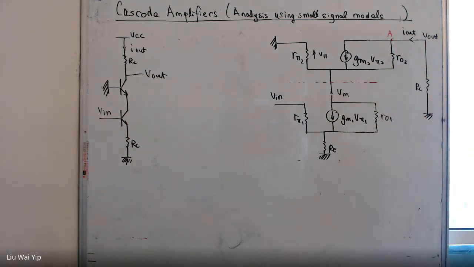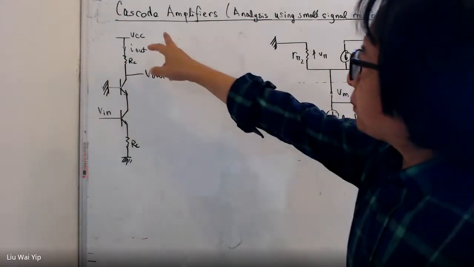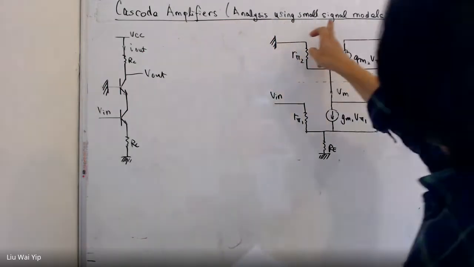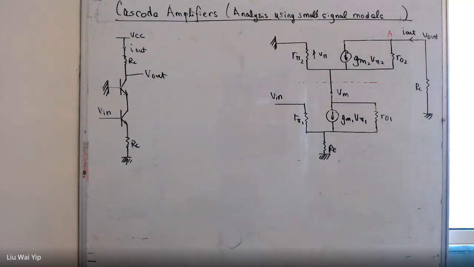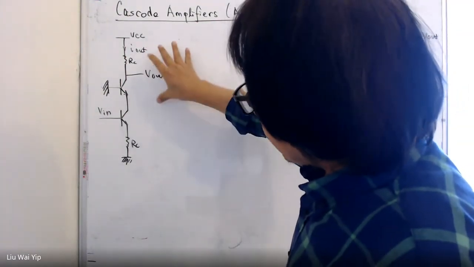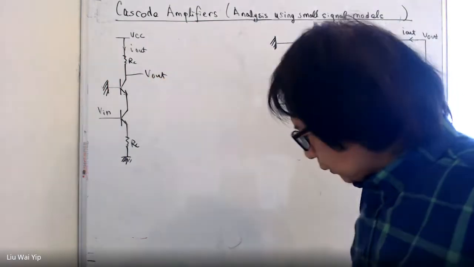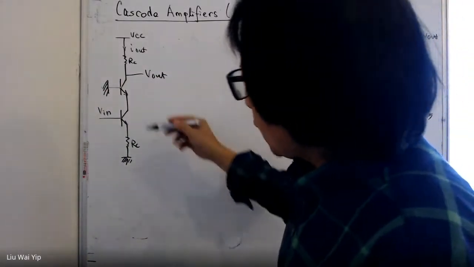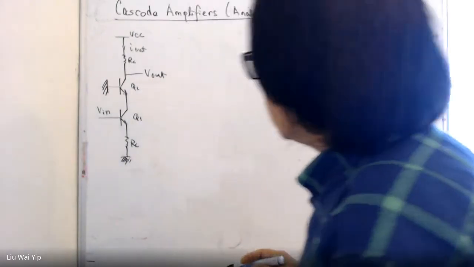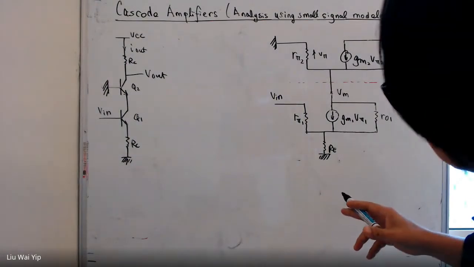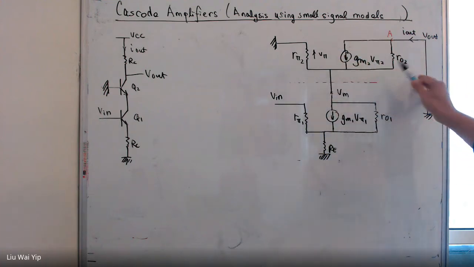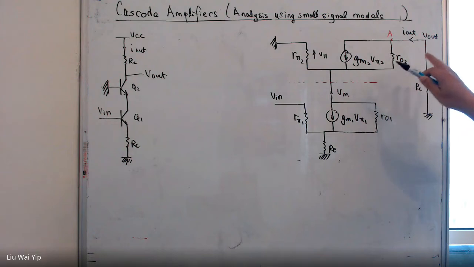Hello everyone. This video is about mid-band analysis of Cascode amplifiers using a small signal model. To begin with, we have an ordinary Cascode structure. The bottom transistor is Q1 and this one is Q2. And using pi models, we will be able to end up with a small signal model, as is shown here.